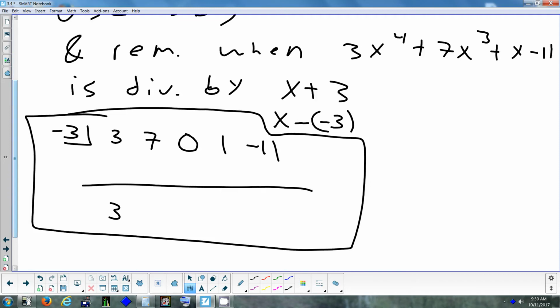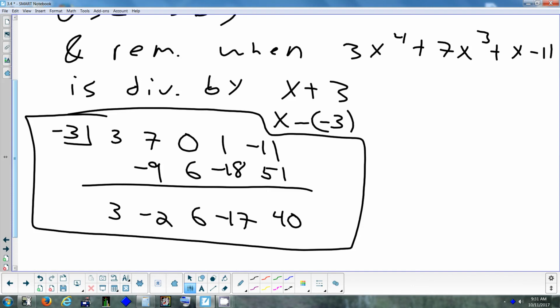Negative 3 times 3. Negative 9. Negative 9 plus 7. Negative 2. Negative 2 times negative 3 is 6. 0 plus 6. Let's see. 6 times negative 3. And then 1 plus negative 18. What does that give me? Negative 17. Negative 17 times negative 3 is 51. 51 plus negative 11 is 40.